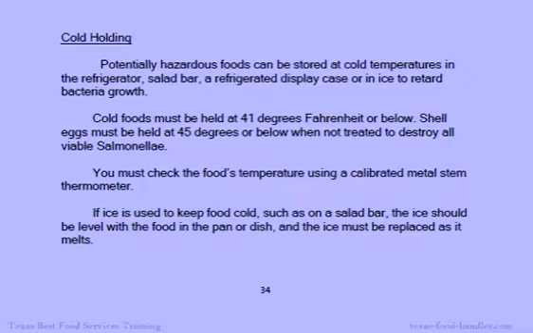Cold holding. Potentially hazardous foods can be stored at cold temperatures in the refrigerator, salad bar, a refrigerated display case, or on ice to retard bacteria growth. Cold foods must be held at 41 degrees Fahrenheit or below. Shell eggs must be held at 45 degrees or below and not treated to destroy all viable salmonella. You must check the food's temperature using a calibrated metal stem thermometer. If ice is used to keep food cold, such as on a salad bar, the ice should be level with the food in the pan or dish, and the ice must be replaced as it melts.